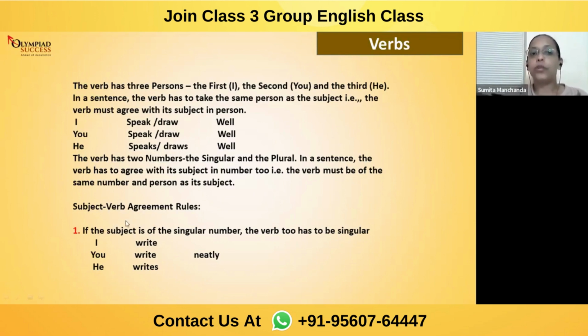Now we are going to do subject-verb agreement rules. If the subject is of a singular number, the verb too has to be singular. Now, as I have already said, I and you is a singular, but for only these two ones, I and you, you will not add S to your verb.